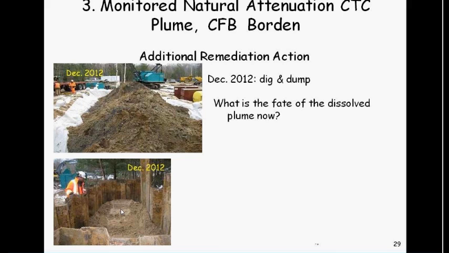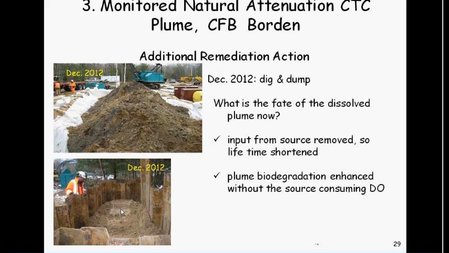So we've dug out the source, but what about the plume? We haven't done anything to the plume. Still there. So the life of the plume should be shorter now. We don't have an ongoing dissolving source, so that should be good. The time frame should be shorter. We think the plume will degrade faster because we no longer have this huge DO sink up gradient of the source. So oxygen should start moving through that area, and that should improve the accessibility of the dissolved chemicals to oxygen.